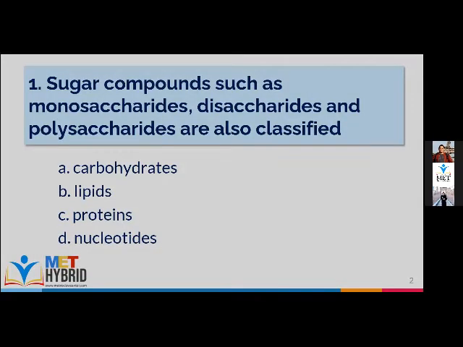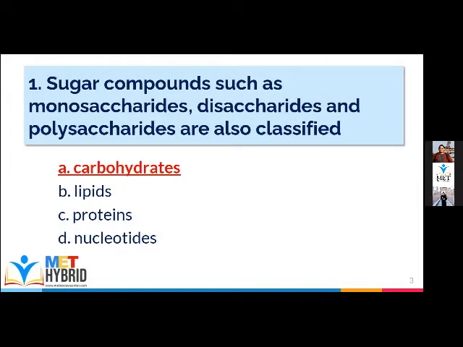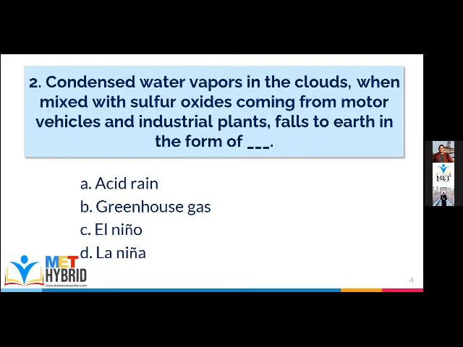Let's go to question number two. Condensed water vapors in the clouds, when mixed with sulfur oxides coming from motor vehicles and industrial plants, fall to Earth in the form of: A, acid rain; B, greenhouse gas; C, El Nino; D, La Nina. Okay, lahat na naman ay sumagot ng letter A, and you are correct. So for number two, the answer is acid rain.